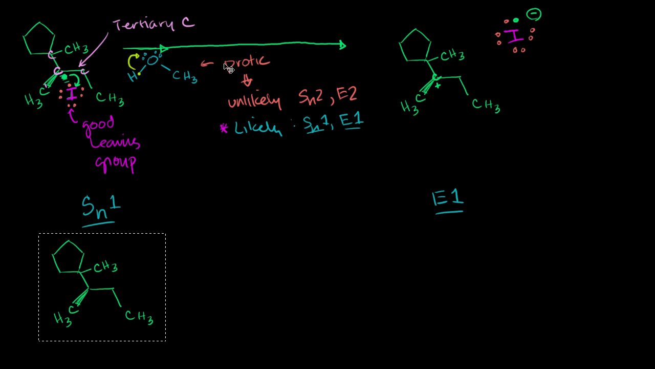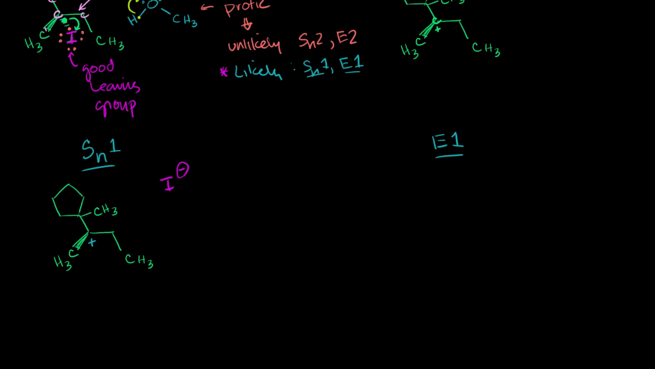I'll just redo this step over here. So this has a positive charge. That has a positive charge here. The iodide has left. I don't have to draw all of its valence electrons anymore. And what's going to happen next? Well, we're going to get substituted with the weak base. And the weak base here is actually the methanol.